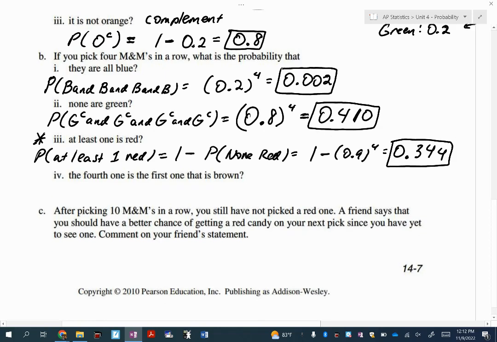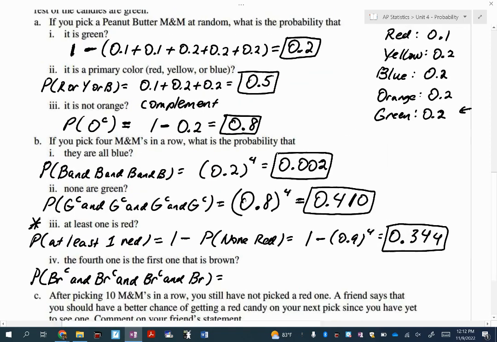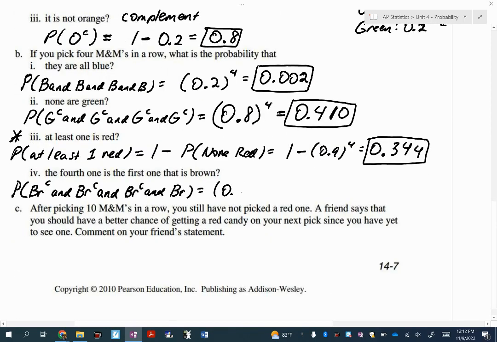It's the most challenging. All right, the 4th one is the first one that's brown. So we're going to do not brown. I'll make this a BR for brown. So not brown, and not brown, and not brown. And the 4th one is the first one that's brown. The complement to brown would be 0.9. So 0.9 cubed, so it's 3 not browns in a row. And then finally, we get that brown. So 0.9 cubed times 0.1. So 0.073.